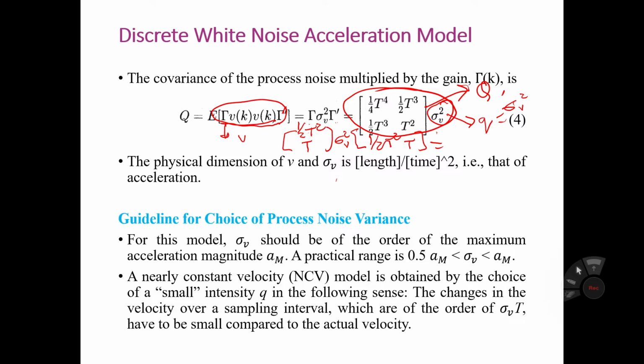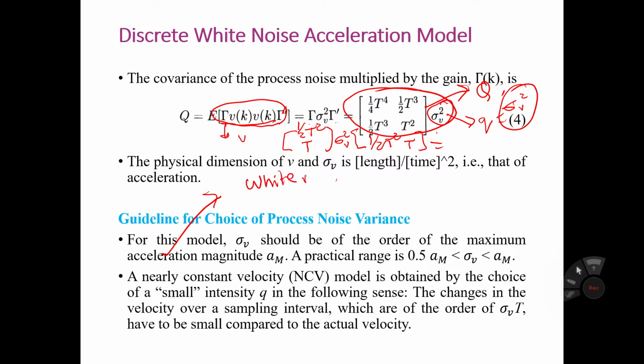So how do we choose the standard deviation for the process noise variance? This is a guideline for the choice of the process noise variance. For this model, sigma v should be of the order of the maximum acceleration magnitude. This acceleration is not for the object state; this is the acceleration of the white noise samples.